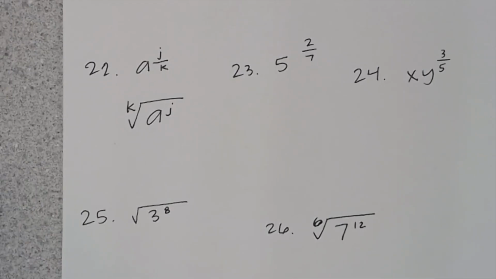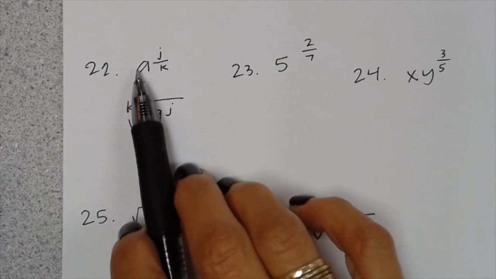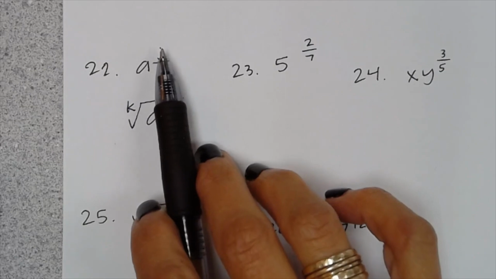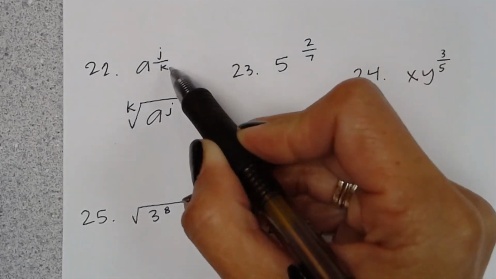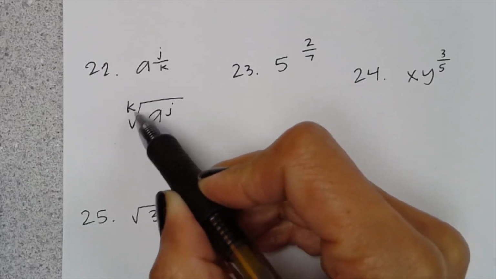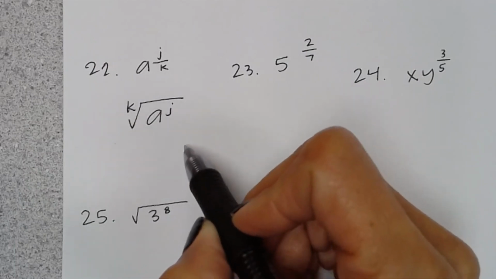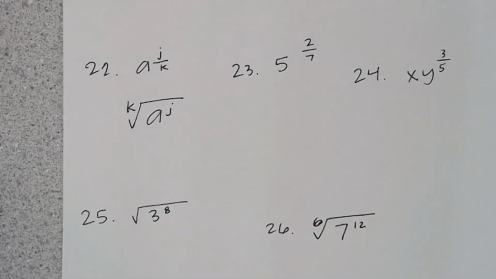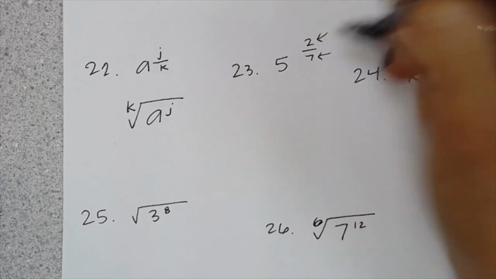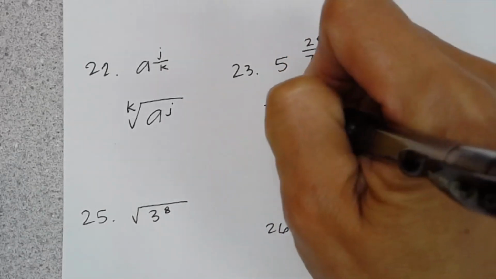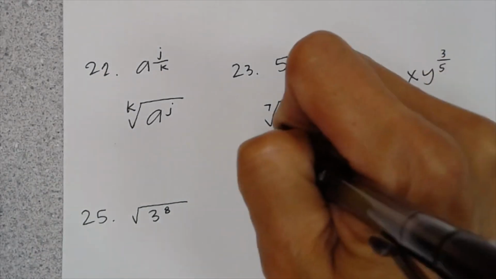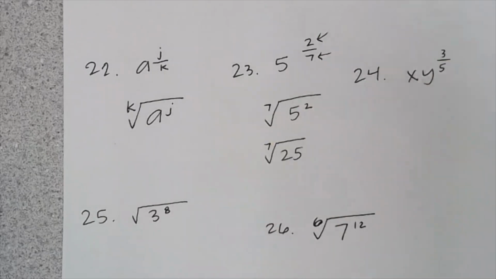Problem 22 says rewrite in radical notation. So we have a to the j over k, and so again, j is the exponent, and k is the root, so you leave a to the j, and then you do the k root of it for your answer. We're going to do the same thing for 23. Again, this is the exponent and this is the root, so we're going to go 7th root of 5 squared. And then you can simplify this and write it as 7th root of 25.